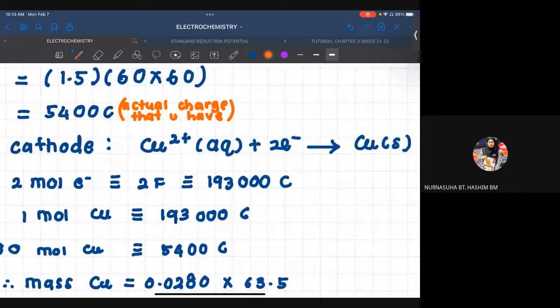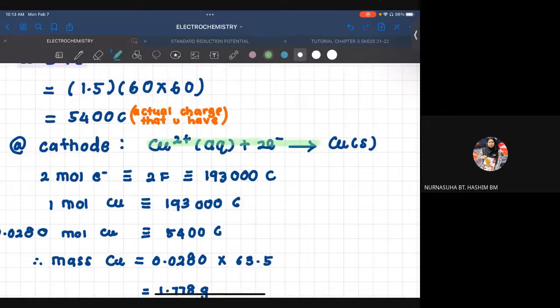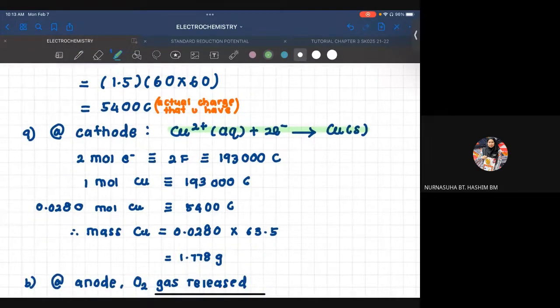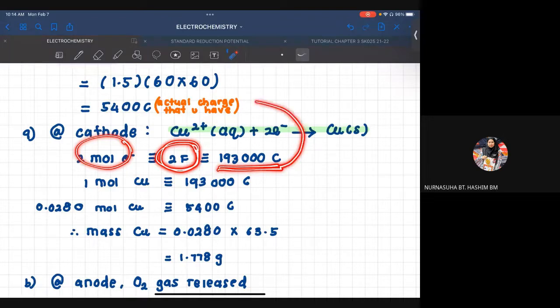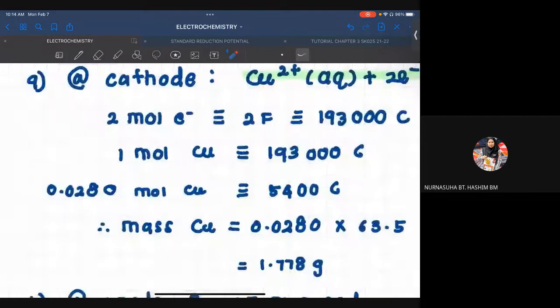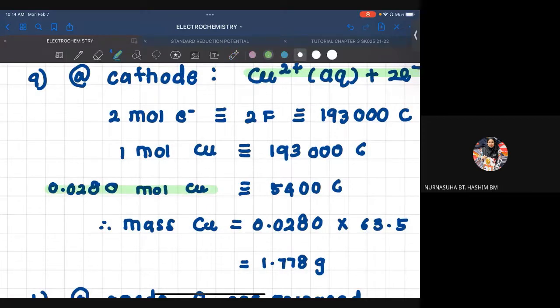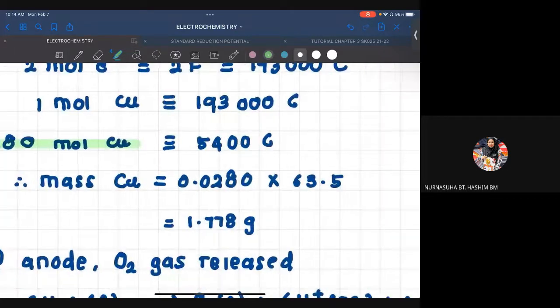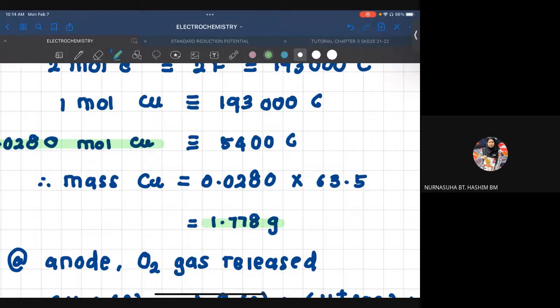Okay, next at cathode. So kita tahu lah equation at cathode is like this. Okay, from the equation, 2 mole of electron corresponds to 2 Faraday. So Faraday ni kita kembangkan jadi coulomb lah sebab kita nak compare dengan yang di atas nanti. Okay, so to produce 1 mole of copper, you need 193,000 coulomb, but you only have this much. So the actual number of mole that you have is this much. Okay, 0.028 mole copper. So once you dapat mole, so you times with the molar mass and you will get the mass of copper deposited at cathode. So you should have 1.778.